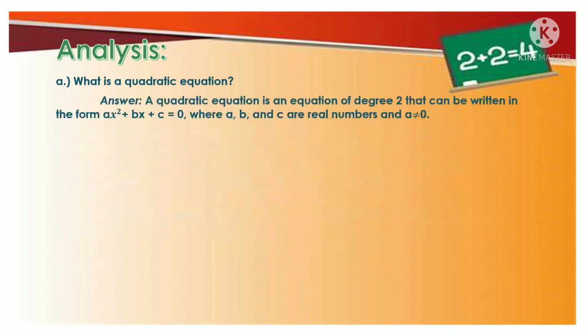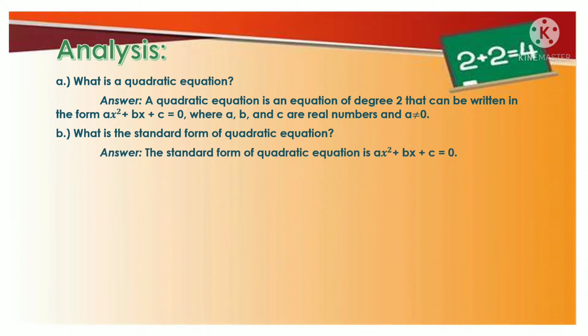So this time, let us have an analysis. Question number 1 is, what is a quadratic equation? So our answer, a quadratic equation is an equation of degree 2 that can be written in the form of ax squared plus bx plus c equals 0, where a, b, and c are real numbers and a is not equal to 0. Letter B is, what is the standard form of quadratic equation?